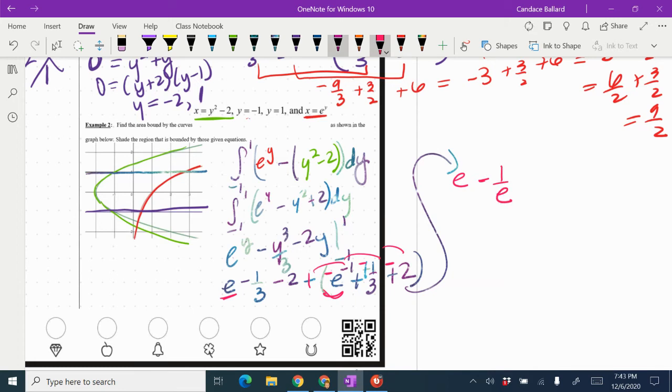And then let's look at our fractions here. We've got -1/3, and -1/3 would be -2/3. And then we've got -2, and -2 would be -4. Actually should be a positive.